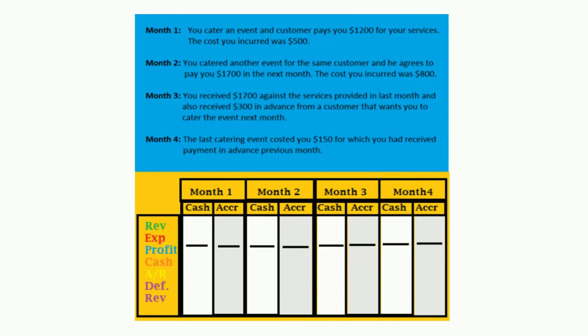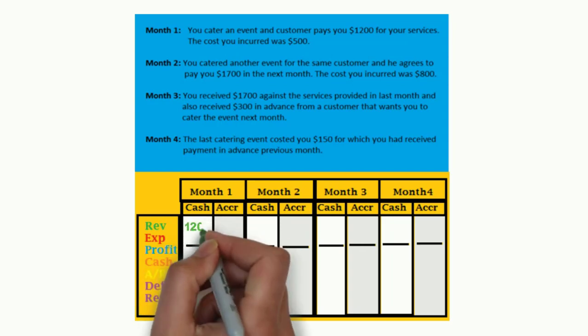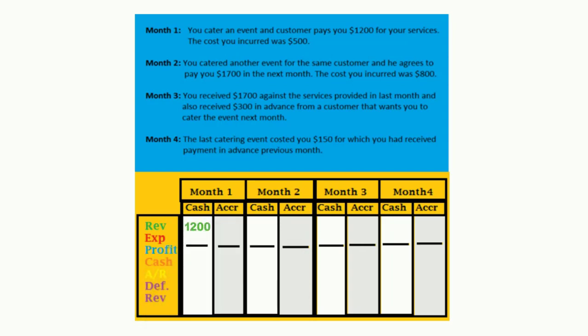So in month 1, you cater an event where the cost to you was $500. The customer pays you $1,200 for your services. And maybe they pay your $1,200 ahead of time, so that you have the cash to go buy the food, and the paper cups and paper plates or whatever. So you get $1,200 in revenue. This is a cash basis of accounting.